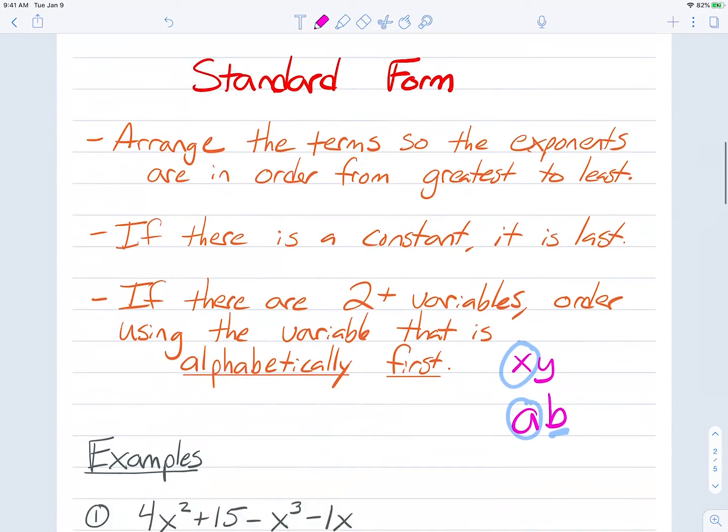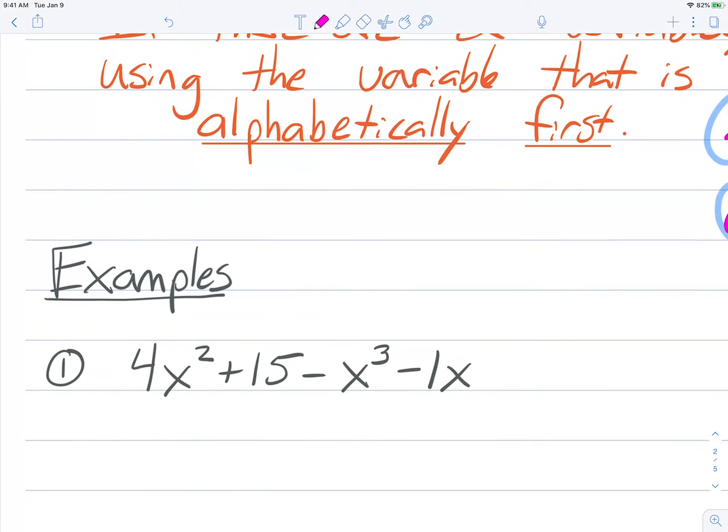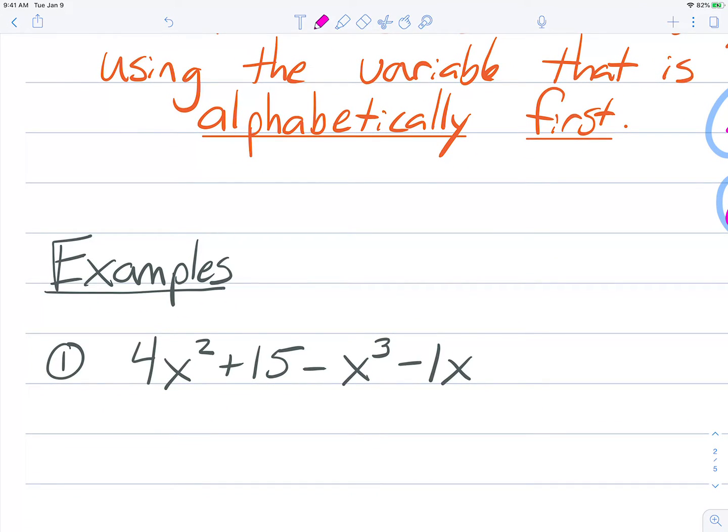So we're going to do a couple examples and they're going to look very similar to what your assignment is. So the first thing is going to be putting them essentially in order. If we can combine like terms, we do, and I'll remind you about that as we go. So we're going to write this first one in standard form.